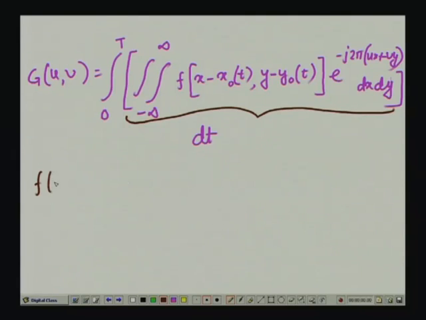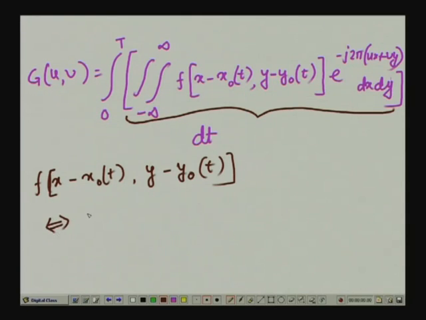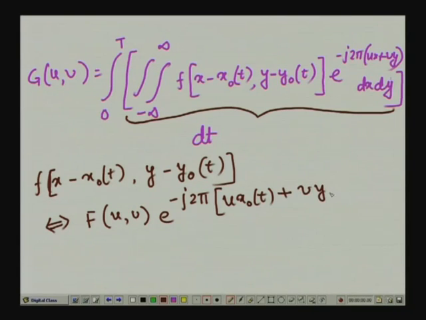So, by doing that, we can say that f(x - x0(t), y - y0(t)) will have a Fourier transformation which is nothing but F(u,v) e^(-j2π(u x0(t) + v y0(t))). So, this is from the translation invariant property of the Fourier transformation.